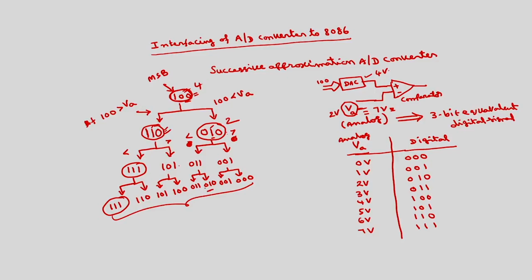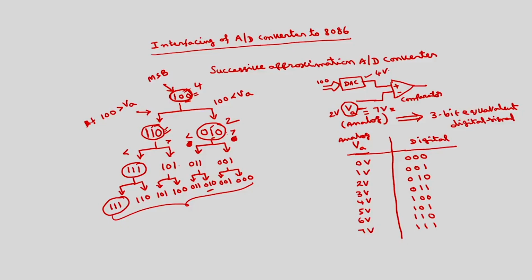So, like that we can find out the 3-bit binary equivalent of the analog signal. This is the principle behind the successive approximation type A to D converter. So, the conversion time here will be more.